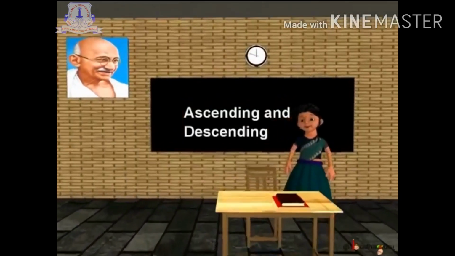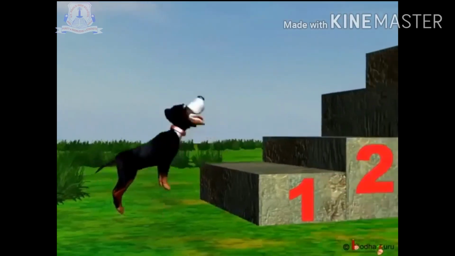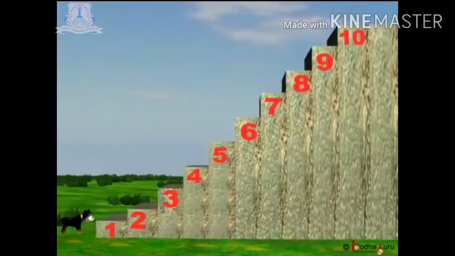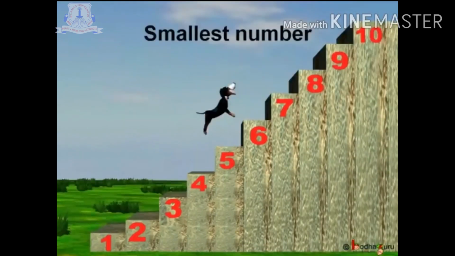Today, we shall learn about ordering of numbers, that is, ascending order and descending order. Tommy the dog saw the bones on the top of the staircase. It climbed up in a hurry to get them. The numbers of stairs were written as 1, 2, 3, 4, 5, 6, 7, 8, 9, 10.